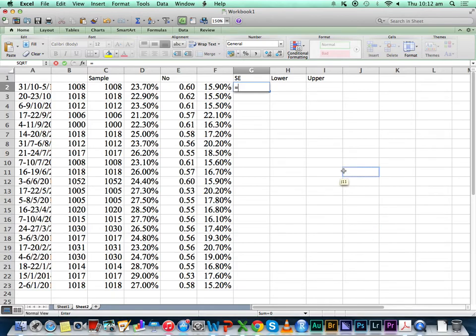Okay, let's do it again. Square root of p times 1 minus p, over n, and then square root the whole thing. You will get the standard error.